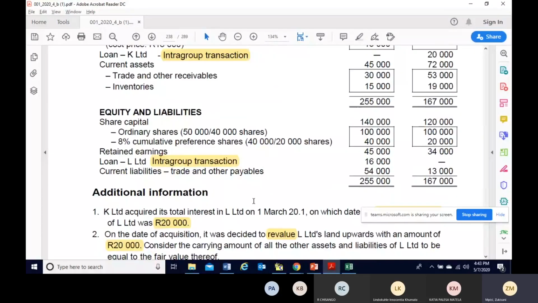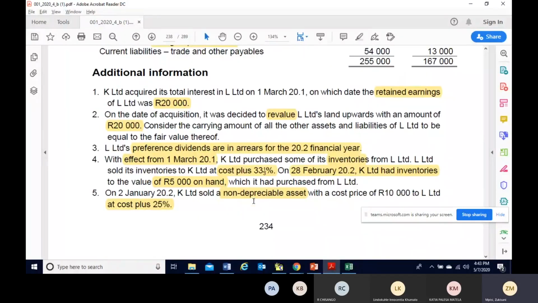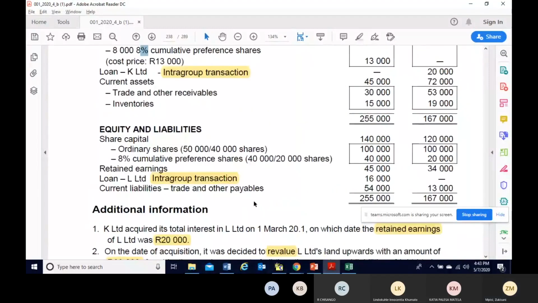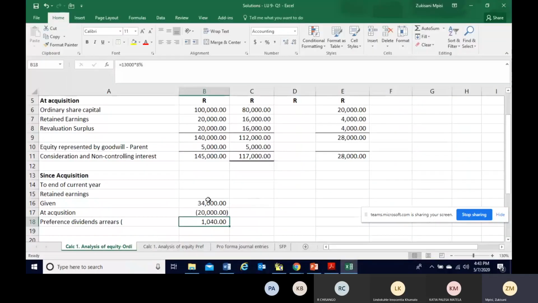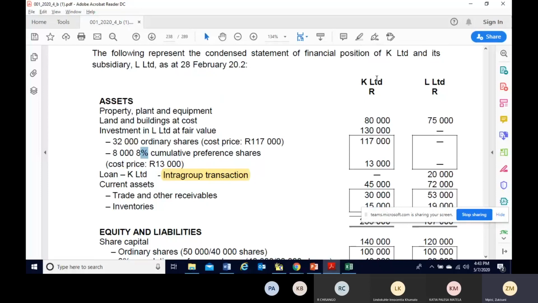Let me look again. Right, my bad. For the whole equity, I calculated only for what KLTD holds.